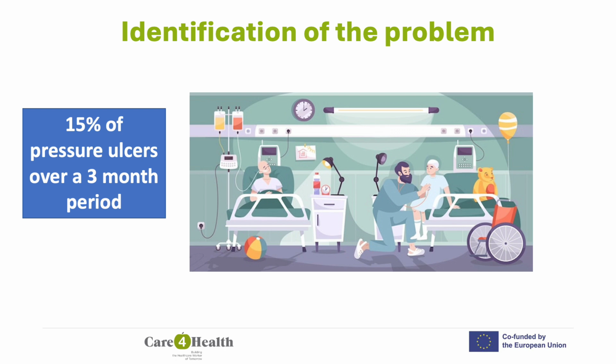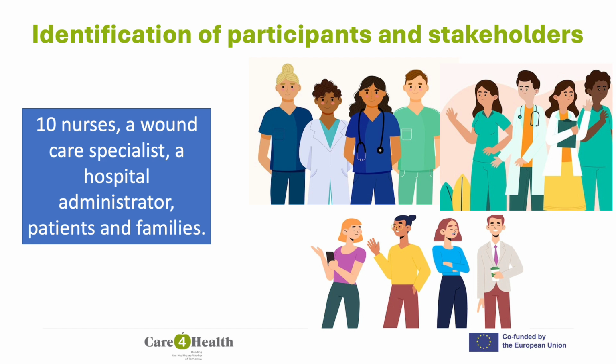For example, imagine that you are a nurse working on a surgical ward. Over a 3-month period, 15% of immobile patients on your ward developed pressure ulcers. This rate is significantly higher than the hospital's target of less than 5%. You decide to create a work team, including 10 nurses, a wound care specialist, 2 physicians, and a hospital administrator. Patients and families are also involved to provide feedback on care preferences.